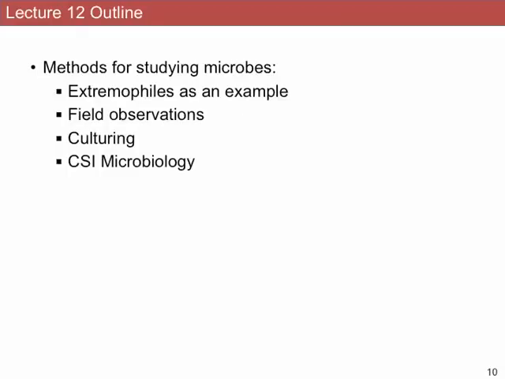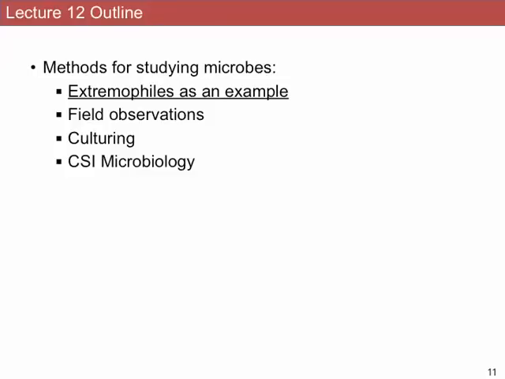So what we're going to do today is talk about methods for studying microbes and use, as I said, extremophiles as our sort of template. We're going to talk about three categories of approaches to studying microbes: to observe them in the field, to culture them, that's growing them in the laboratory, or, as you will see why in a little bit, something I generally refer to as CSI microbiology, which is basically forensic type approaches to looking at microbes.